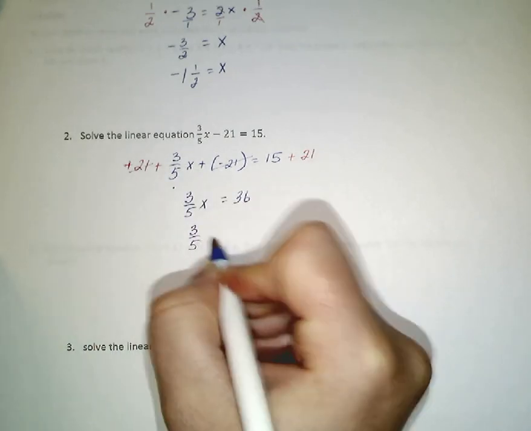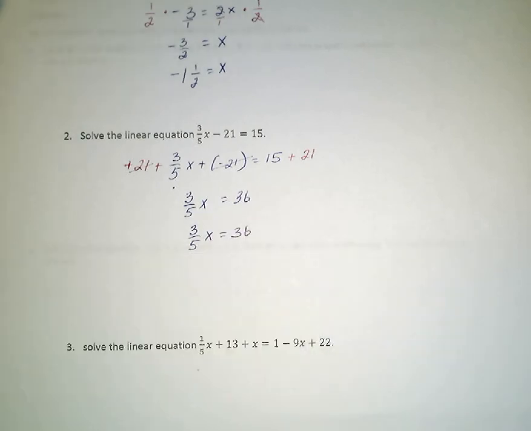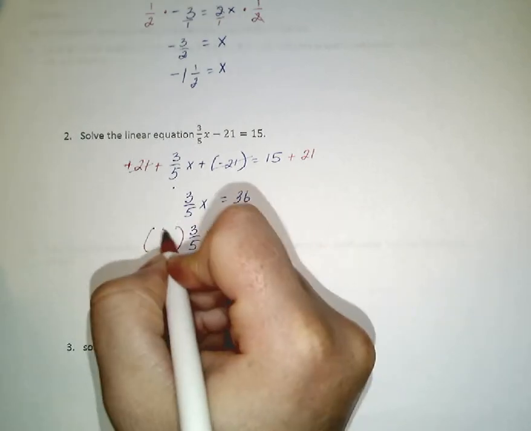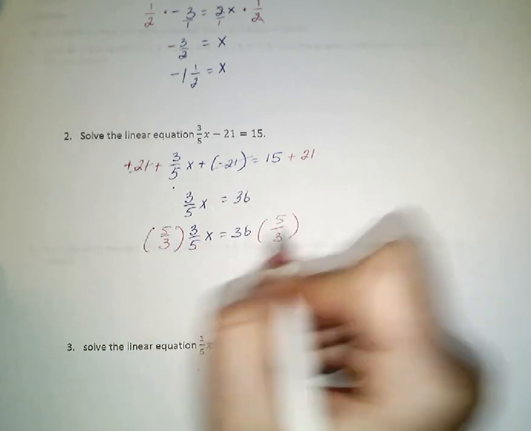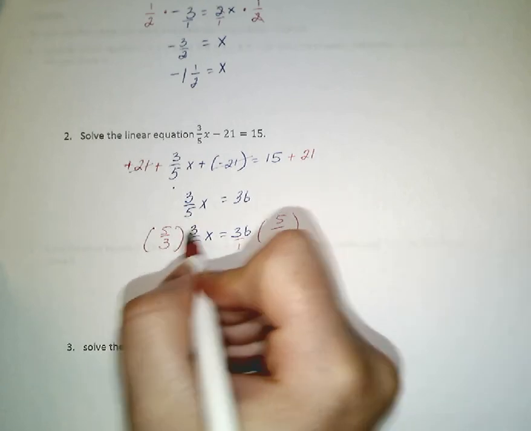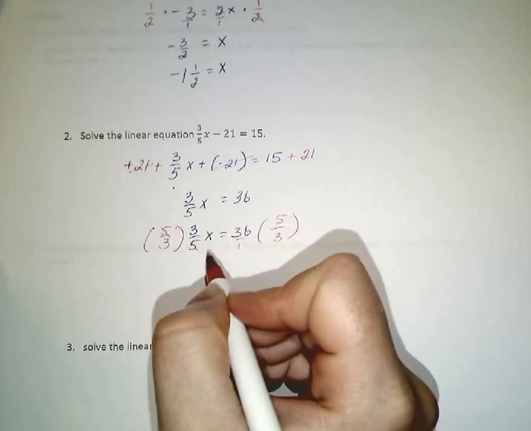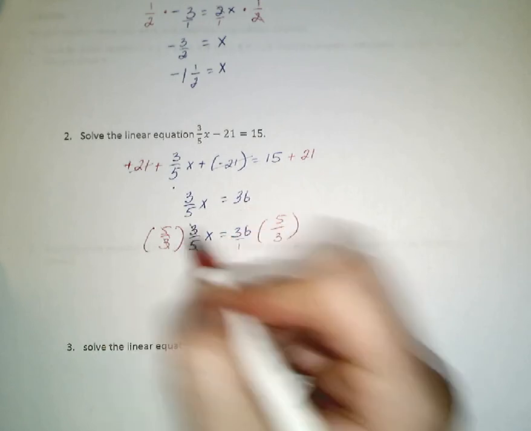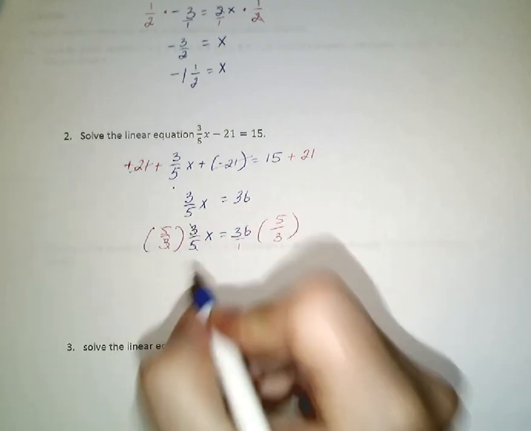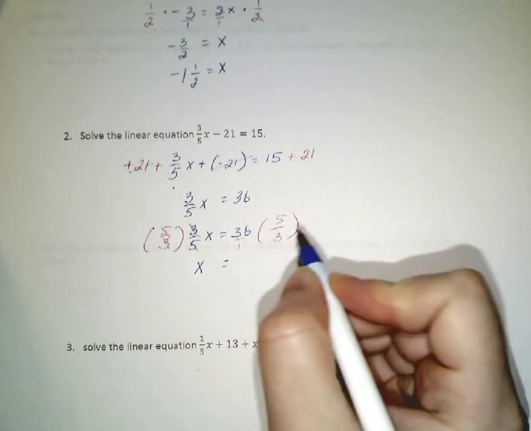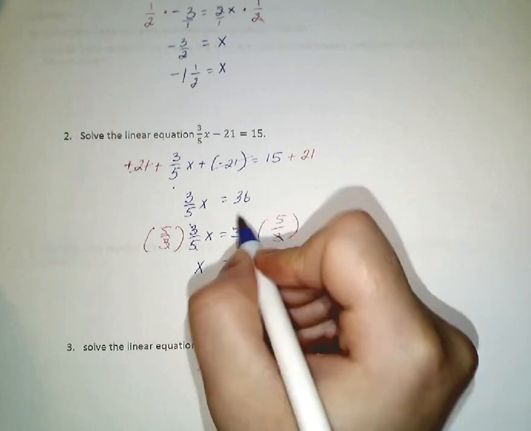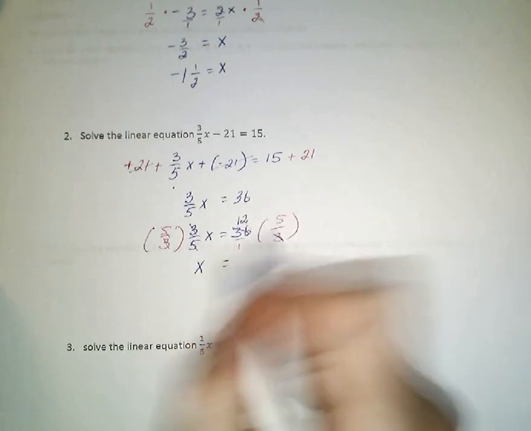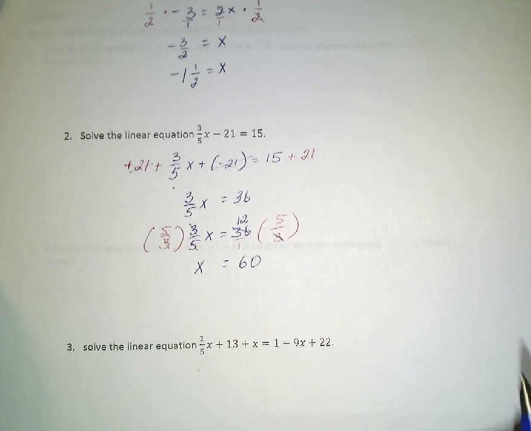So just rewrite that problem again to make sure you see all the steps that I'm doing. 5/3 multiplied by 3/5 x equals 5/3 multiplied by 36 over 1. 5 and 5 can get simplified on the left side, 3 and 3 can get simplified, and you will have only one x left. On the right side, you can simplify 36 and 3, and you'll have 12 here. 12 times 5 is 60. So x equals 60.